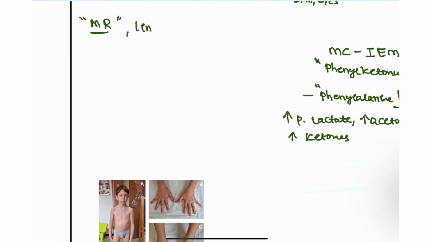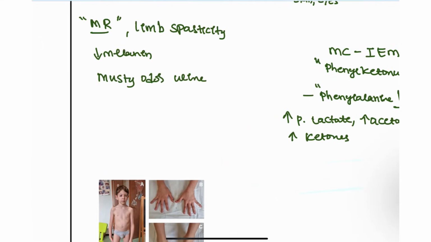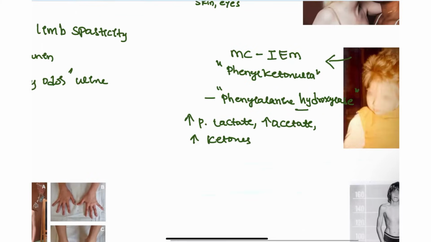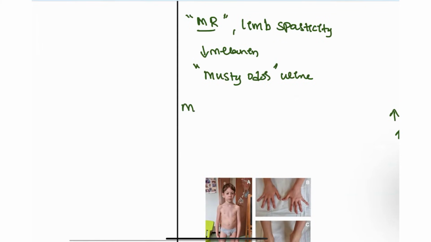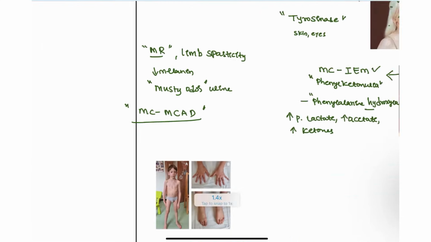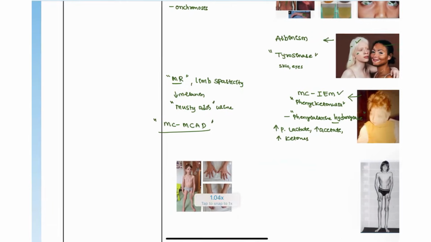Along with that, limb spasticity and decreased melanin production. The other one is the musty odor of urine, and also the sweat will have a musty odor in this patient. Worldwide, this is the most common. But if the examiner asks for the most common inborn error in India, then it is medium chain acyl-CoA dehydrogenase deficiency. Okay, that is the most common one in India. These are the things that you have to remember.